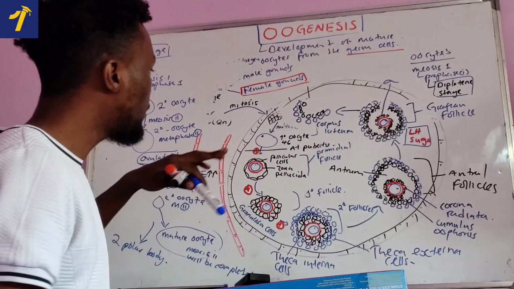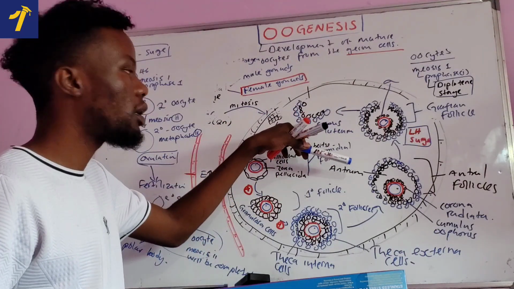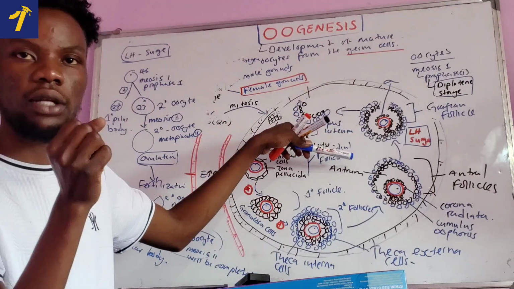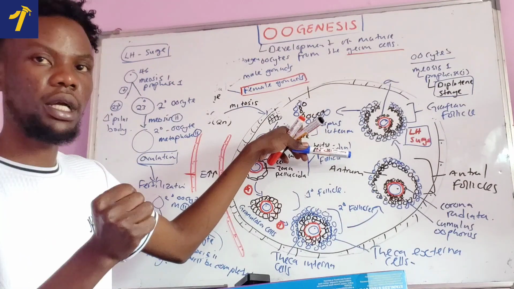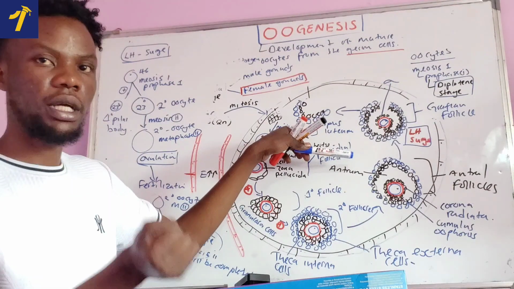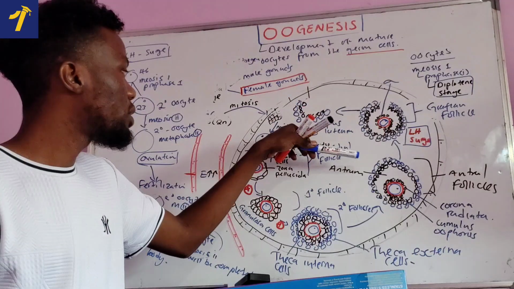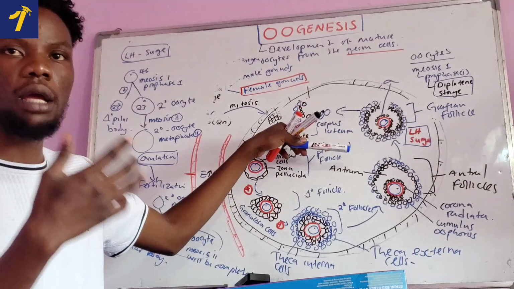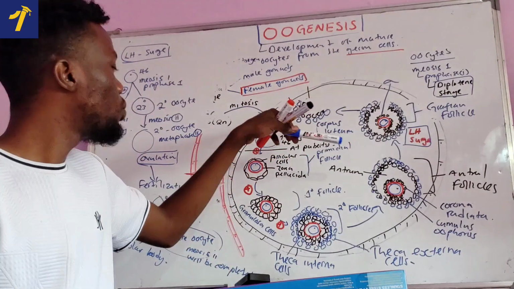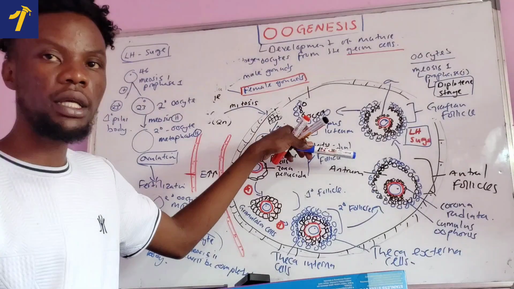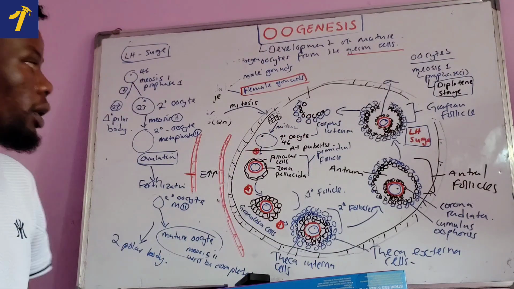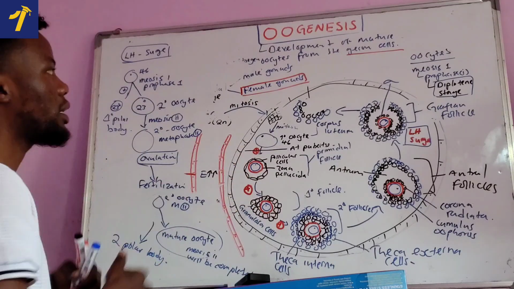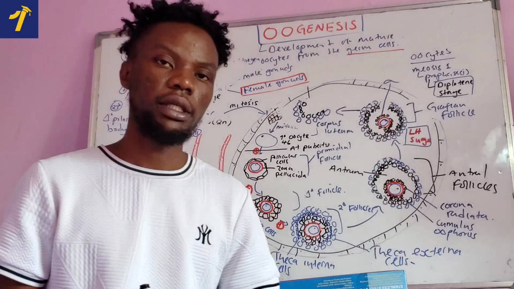Then after that, if the corpus luteum becomes atrophied, it will become what we call corpus albicans. Okay, corpus albicans. So here we had corpus luteum. Now, as time goes by, this will start becoming atrophied and it will become what we call corpus albicans. So these are the events that will happen in oogenesis.